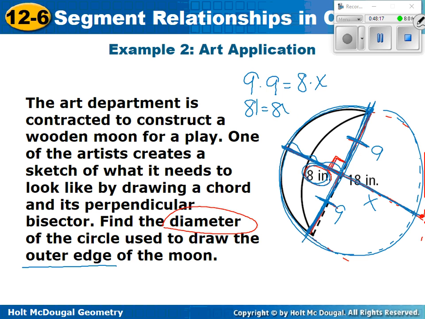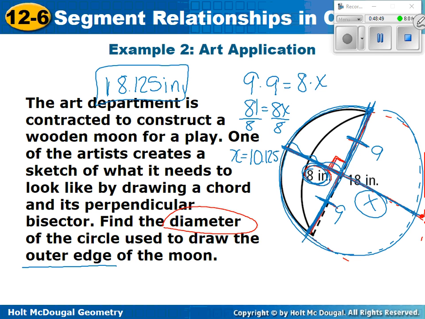81 equals 8x. Divide by 8. What is x? 10 point what? Okay, 10 and 1/8 or 10.125. That's x. Is that the diameter? No. What is the diameter? 18.125. Add your x and your 8. So 18.125. Units? Inches. Okay, we made that way too hard. Way too hard.